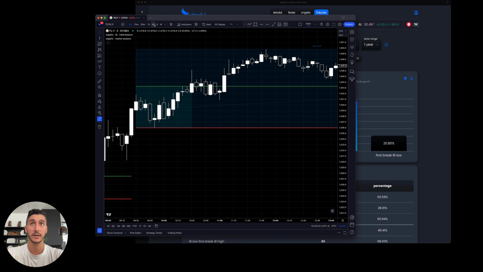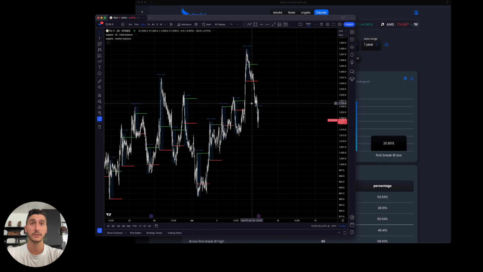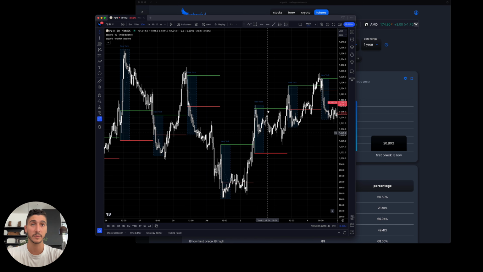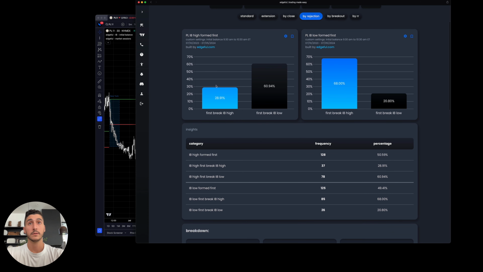The time frame you're looking at doesn't matter as long as you're looking at the first hour of trading, which you can easily see by the initial balance indicator that we have. It will plot on all days, as you can see right here. So it'll automatically plot so you don't have to worry about it, and it'll adjust as the day gets formed. So you just want to make sure you're looking at the right thing: high formed first, low formed first.